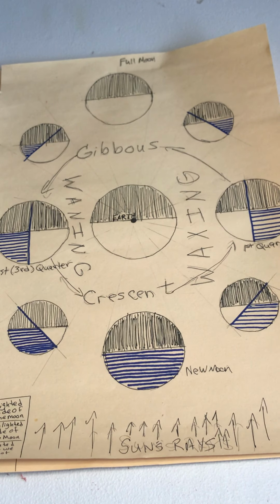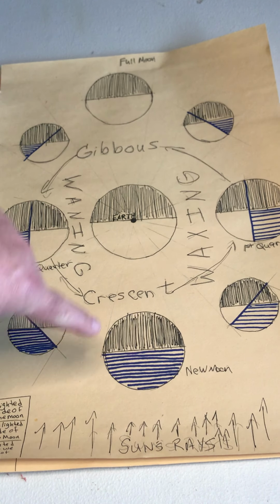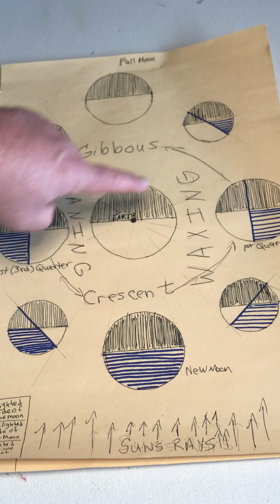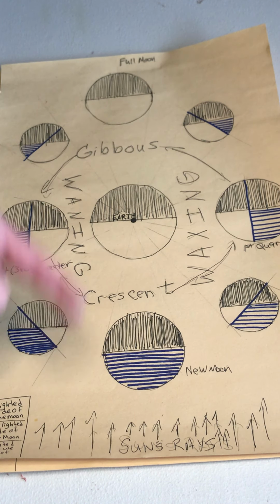So the phases that we have, there's 4 fixed point phases, and that is new moon, first quarter, full moon, third quarter or last quarter. And in between them, we then have waxing crescent, waxing gibbous, waning gibbous, waning crescent. Wax on, wane off.